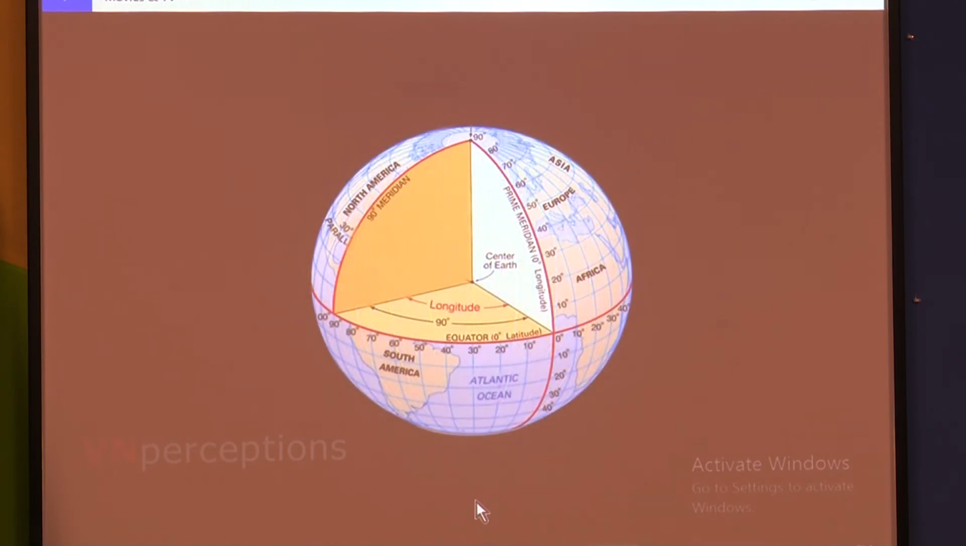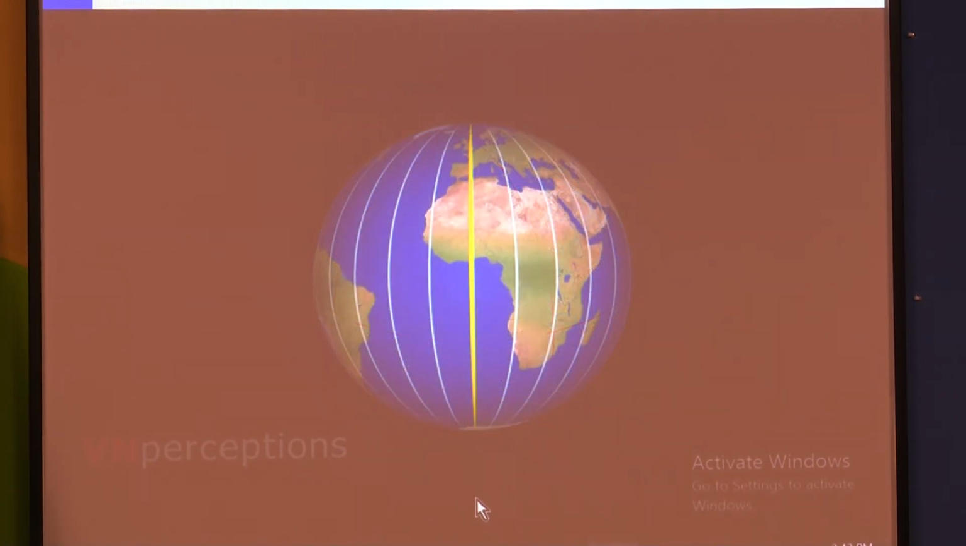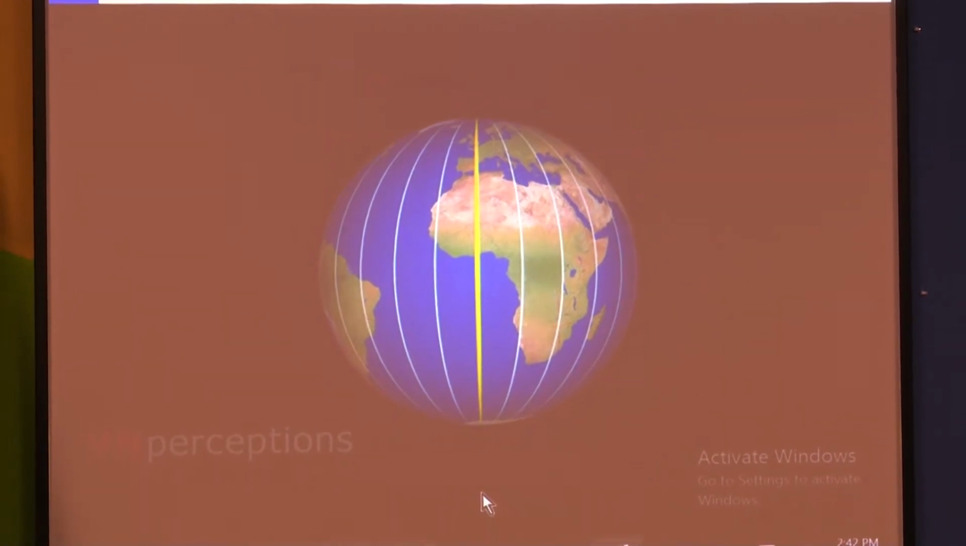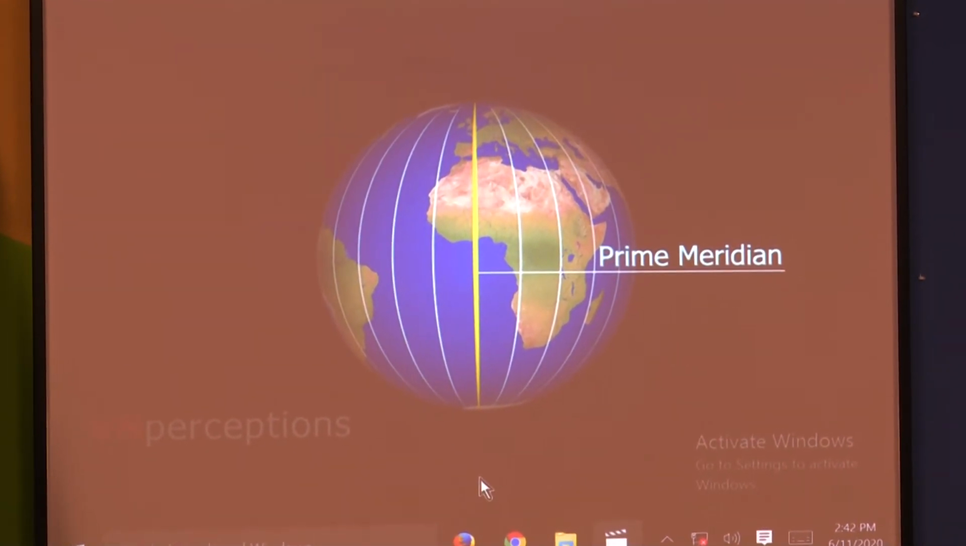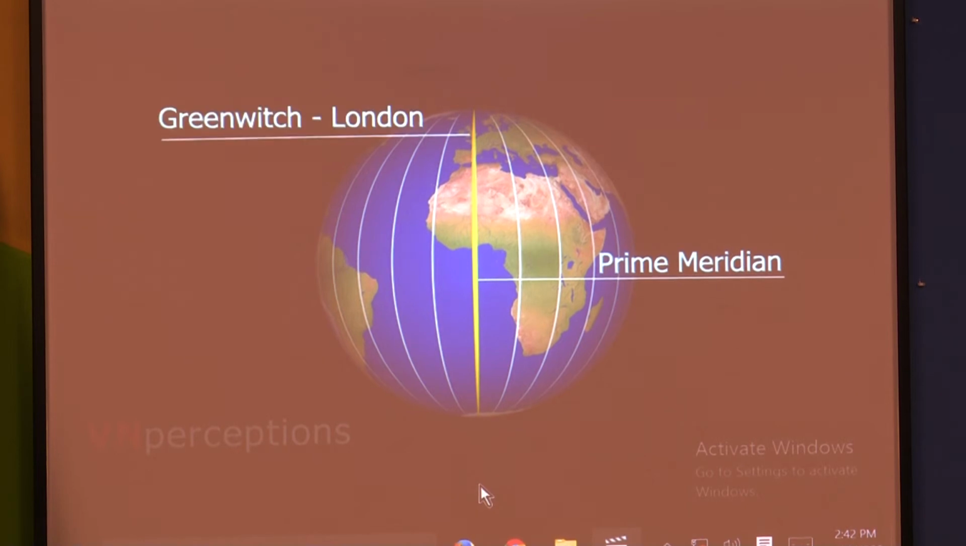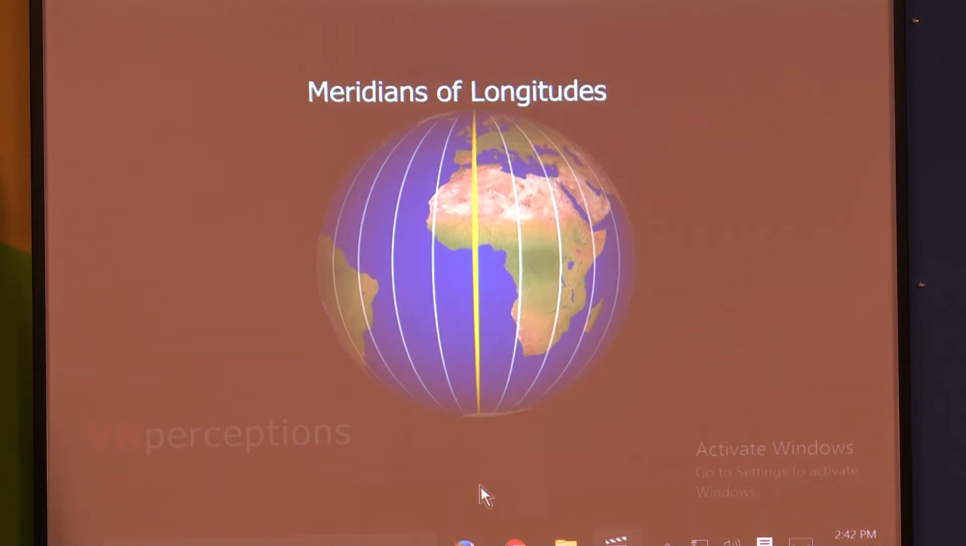Longitude is the angular distance of a place east or west of the prime meridian. Now, what is the prime meridian? The prime meridian is again a longitude that passes through Greenwich near London. All other lines running from the North Pole to the South Pole are called meridians of longitude.